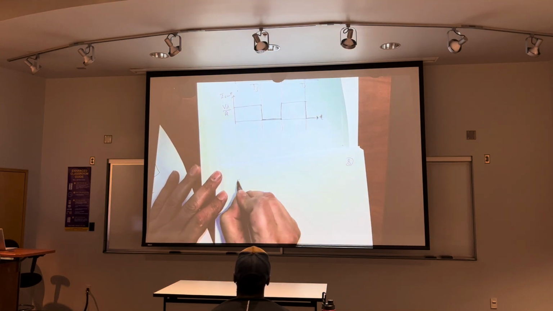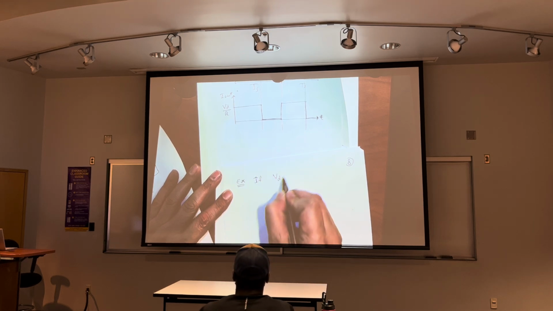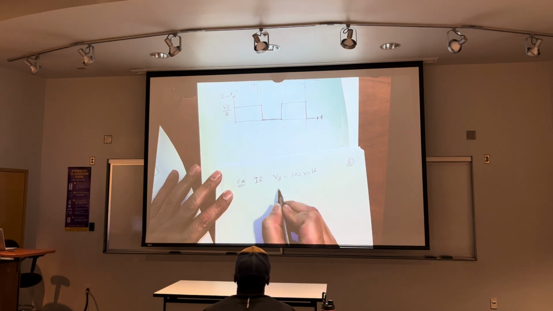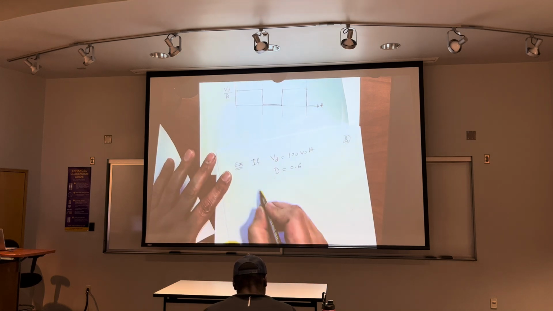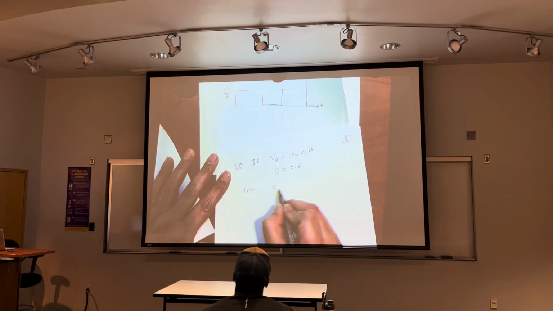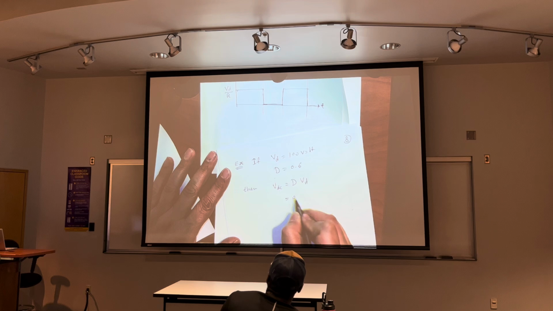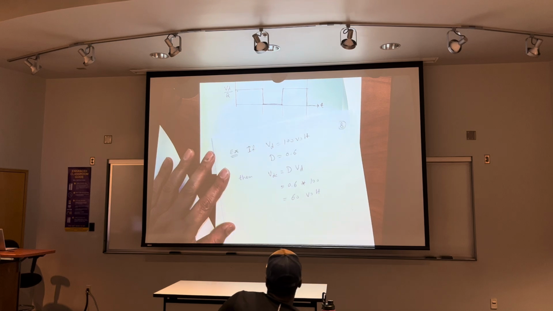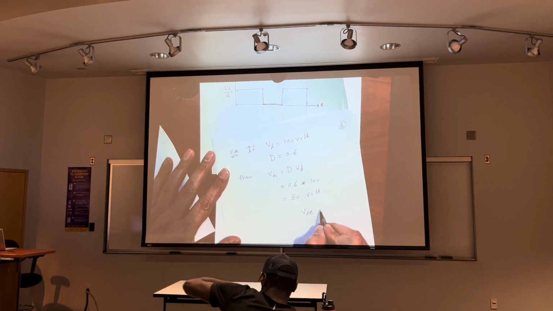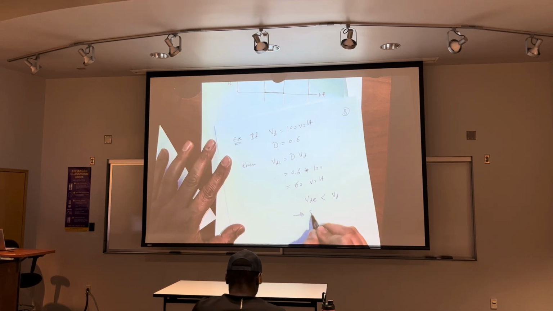For example, for 100 volts, you decide the duty cycle is 0.6. Then VDC for VD is 0.6 times 100 equals 60 volts. Here VDC is less than VD, which means this is a step down converter.